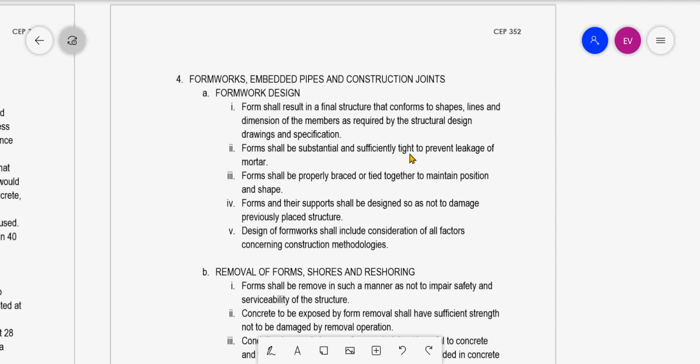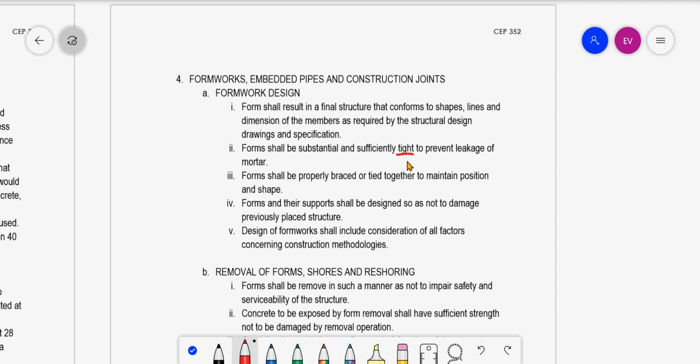So when you say tight, the formwork should be enclosed in such a manner that no amount of cement mortar will pass through the forms. As this might affect the quality of your concrete material.